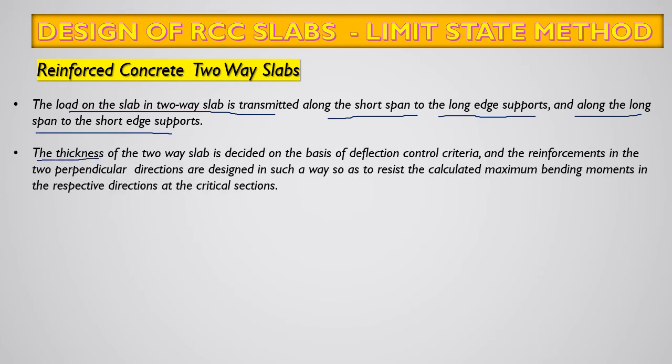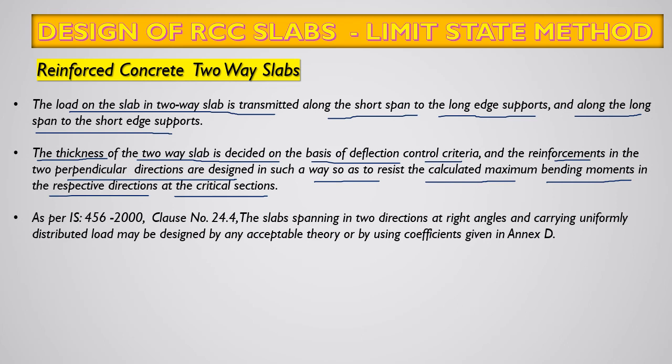Now what about the thickness of the slab? How to decide the thickness of the slab? Just like in the case of a one-way slab, the thickness of a two-way slab is also decided based on the deflection criteria. And the reinforcement, as already discussed, in the two perpendicular directions, that is along the longer span as well as the shorter span, should be designed so as to resist the calculated bending moment in the respective directions at the critical section.